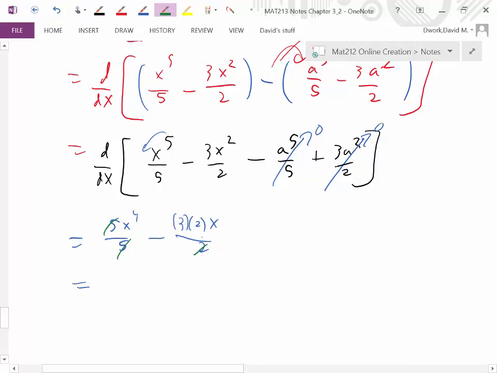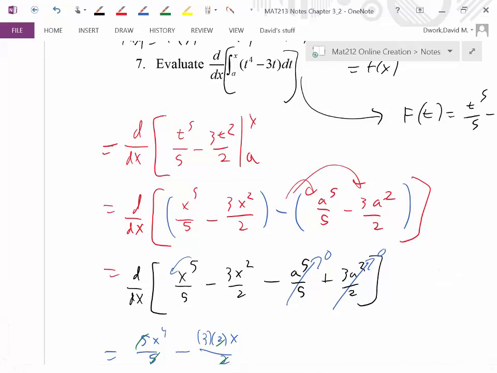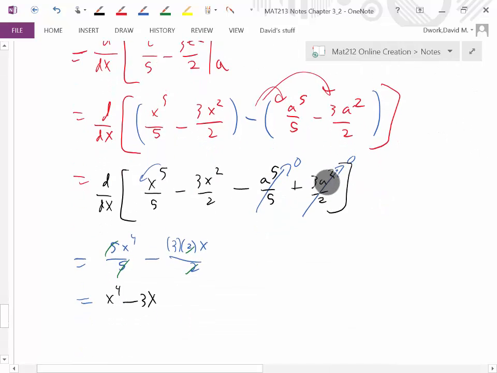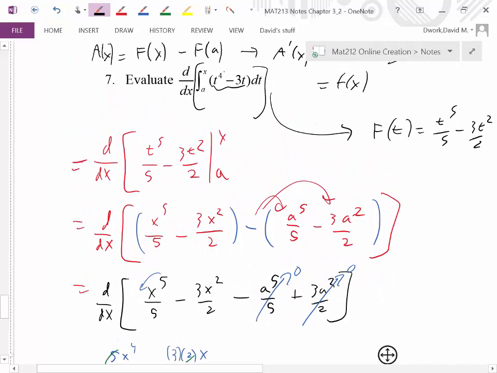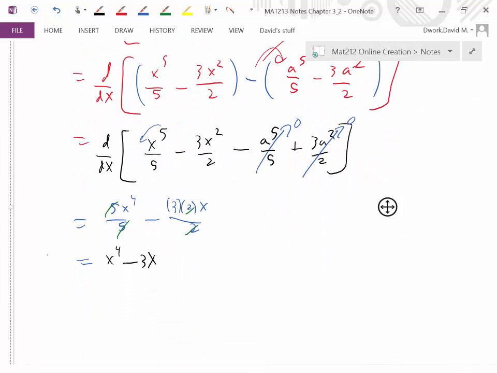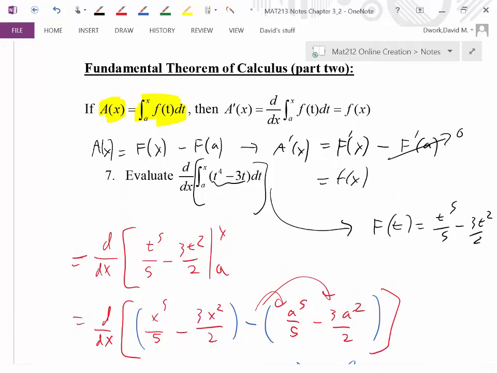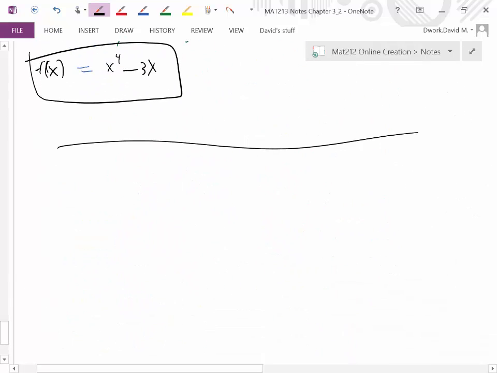That 5 divides with the 5, the 2 divides with the 2, leaving me with x to the 4th minus 3x. And if we look back to the very beginning, you'll notice what we started with as our lowercase f of x, what we were doing the integral of. X to the 4th minus 3x, t to the 4th minus 3t. So the idea here is what we now have is f of x. So what they're saying here essentially is, I'll give you another quick way to see it.